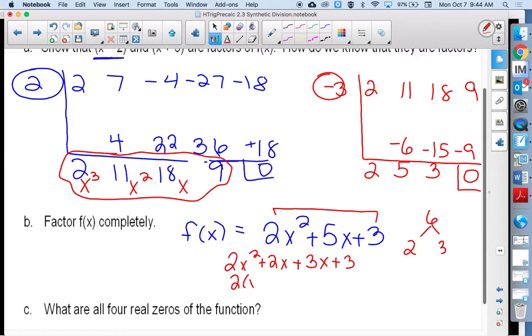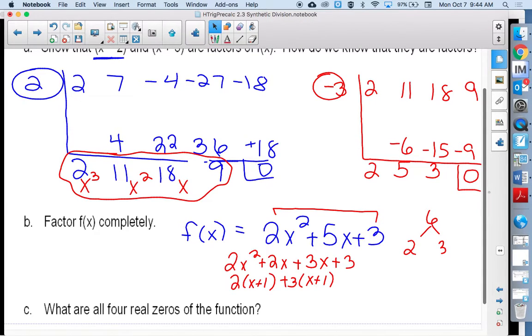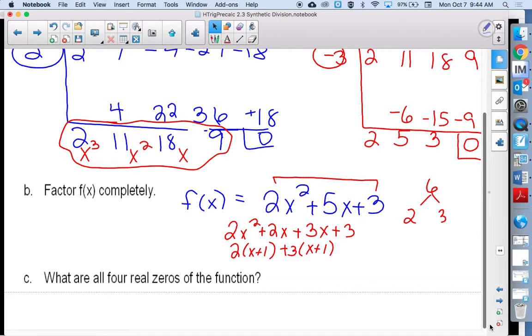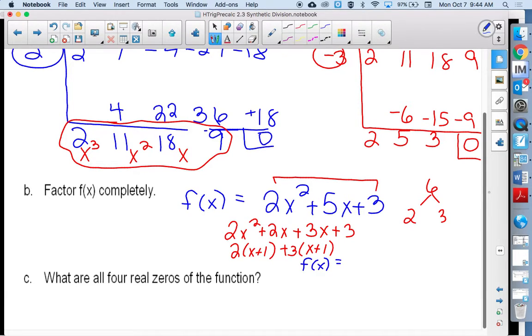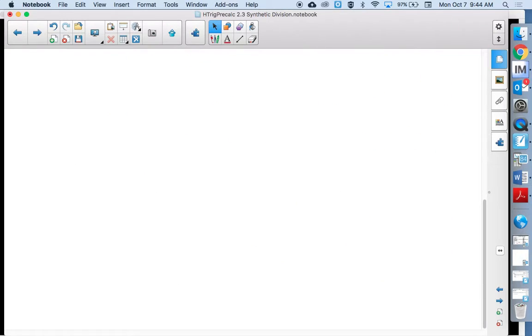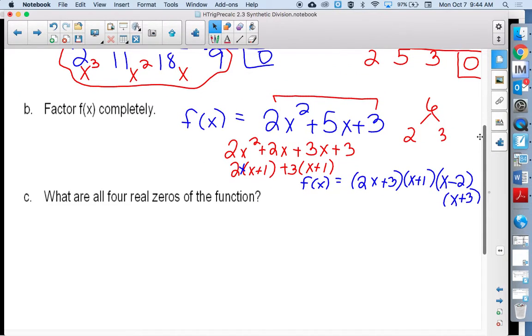We would take out a 2x, and then we would take out a positive 3. So we end up with 2x, I missed my x there, and x plus 1. We showed or proved that the original 2 were factors, so I would also have an x minus 2 and an x plus 3. So my polynomial would be equal to these 4 factors.